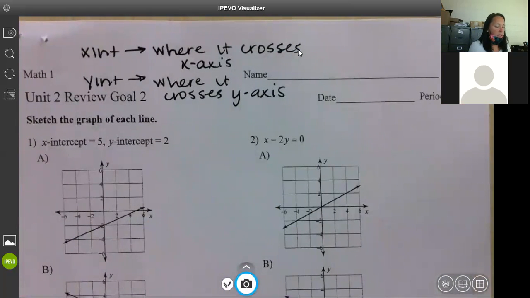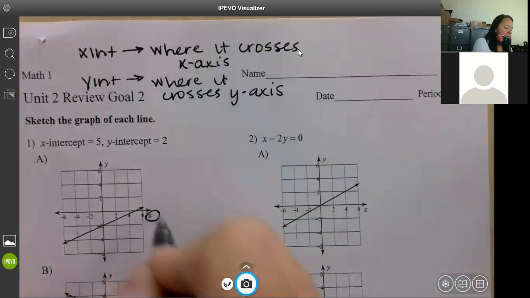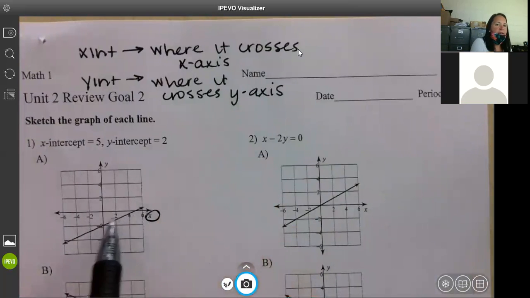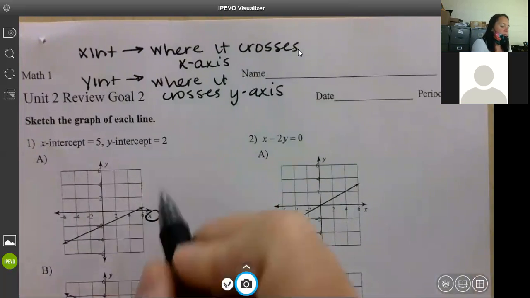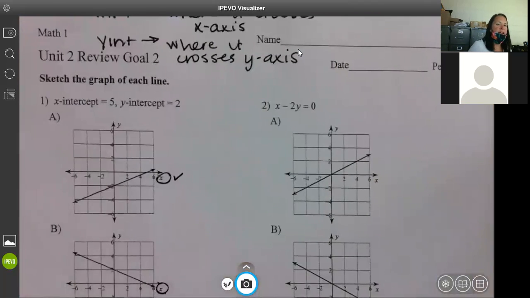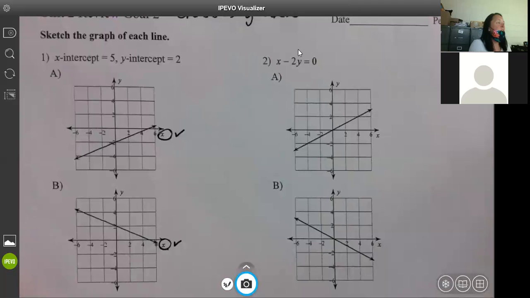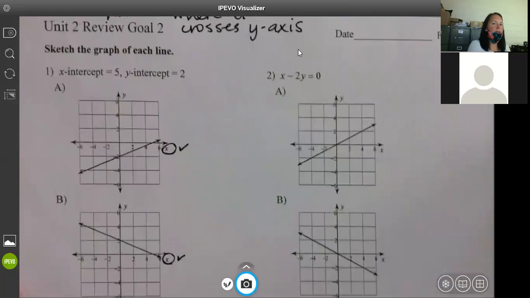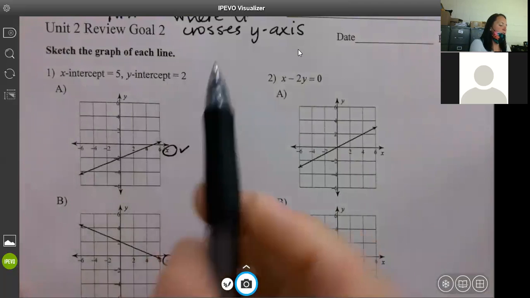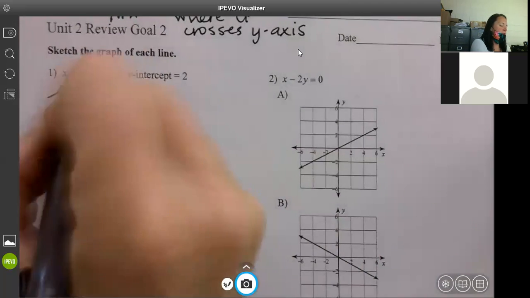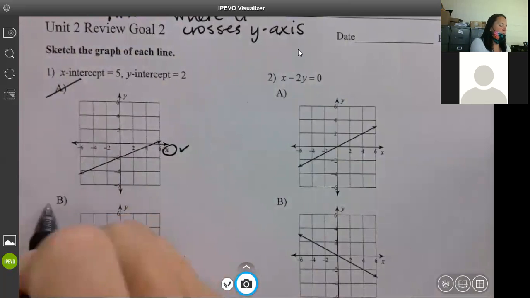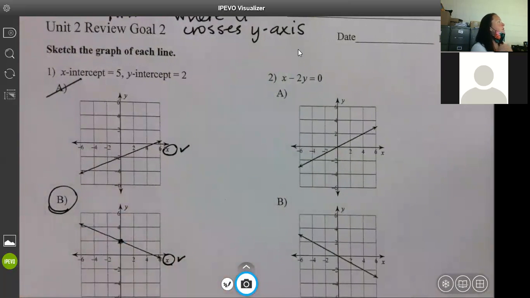Y'all, these x-intercepts and y-intercepts are super easy. So you're looking for an x-intercept of 5. Remember, this is your x-axis. Does it cross the x-axis at 5? Okay, so this one does. What about this one? Does it cross the x-axis at 5? Yes. So we can't really do the x-intercept, so let's look at the y-intercept. This y-intercept is positive 2. Where does this one cross? So it's not this one. This one crosses at positive 2. So that's my answer. That's all you do. There's no work to this one at all. You're just looking for the x and y intercept, okay?